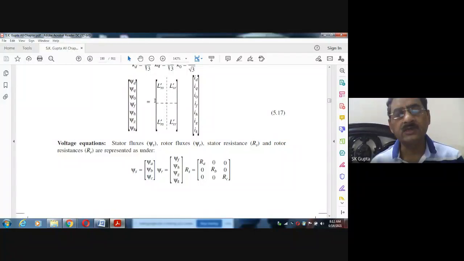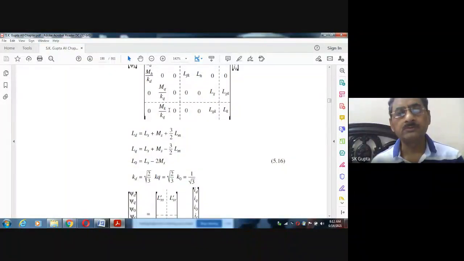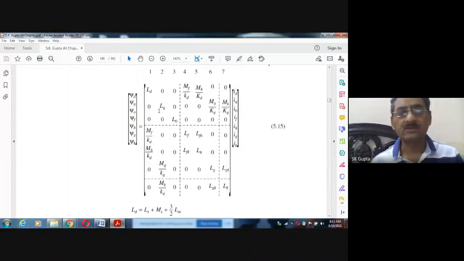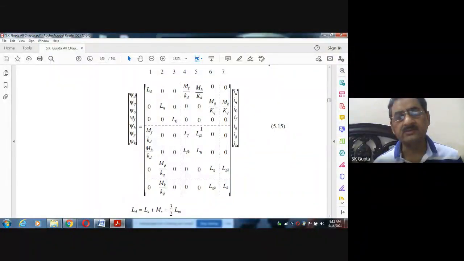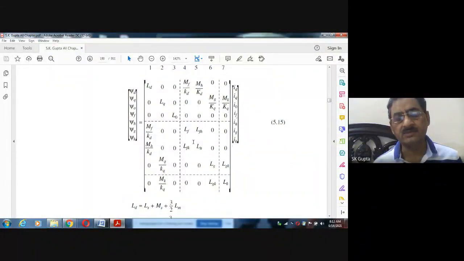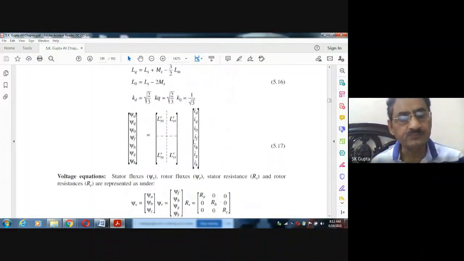This matrix LSS dash, LSR dash, this we derived earlier, and this is given by this matrix. This is LSS dash, this is LRR dash, this is LSR dash, this is LRS dash, and the values of various inductances and mutual inductances are given in this. So in this way we are able to write the flux equations.